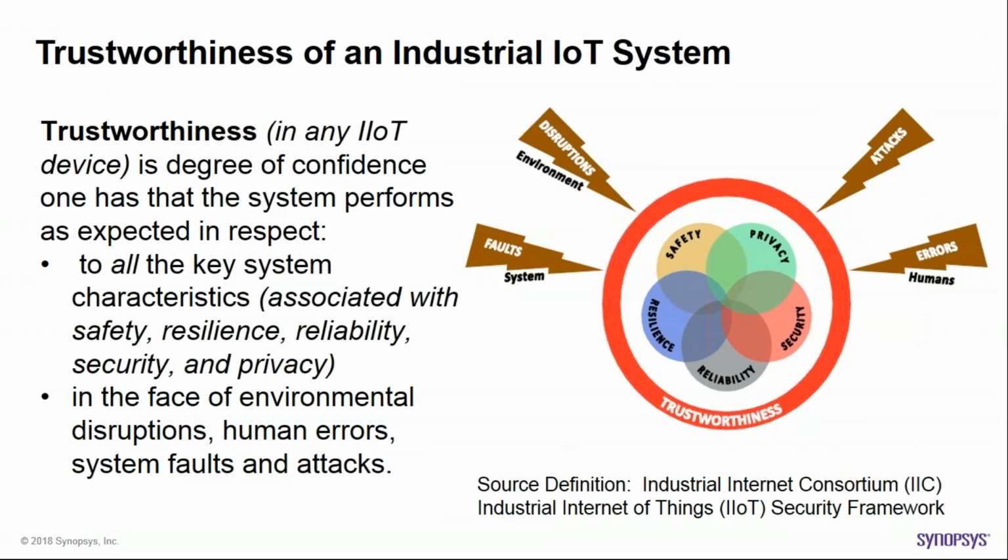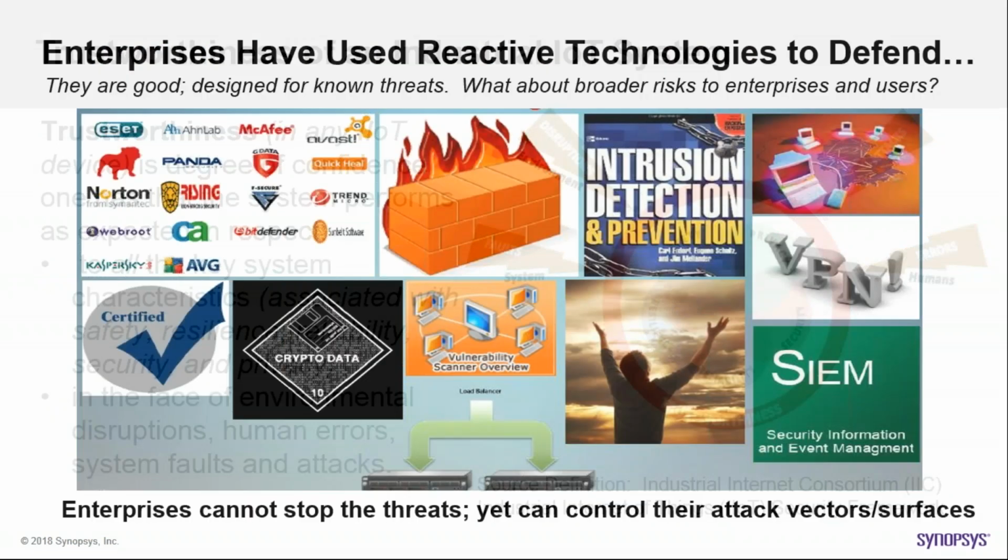And we hear a lot about trustworthiness, and I actually prefer the one that comes out of the Industrial Internet Consortium, because they look at trustworthiness from a broader perspective. And it says within an industrial IoT device, trustworthiness is the degree of confidence that one has that the system performs as expected in respect to all key system characteristics. And that's associated with safety, resilience, reliability, security, and privacy in the face of environmental disruptions, human errors, system faults, and attacks. It's a big order, but when you take a look at saying we're focused on that, we are not deploying our software in a benign environment today. So they take a look at it from a full perspective.